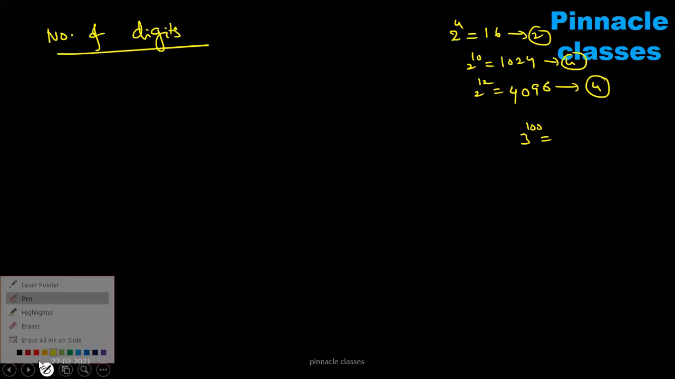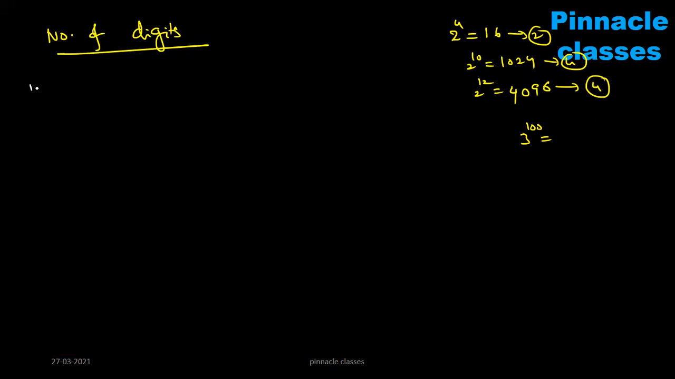So first of all, write log 2 to the base 10. This value is how much? 0.3010, based on the logarithm tables. Log 3 to the base 10. You should remember these values.